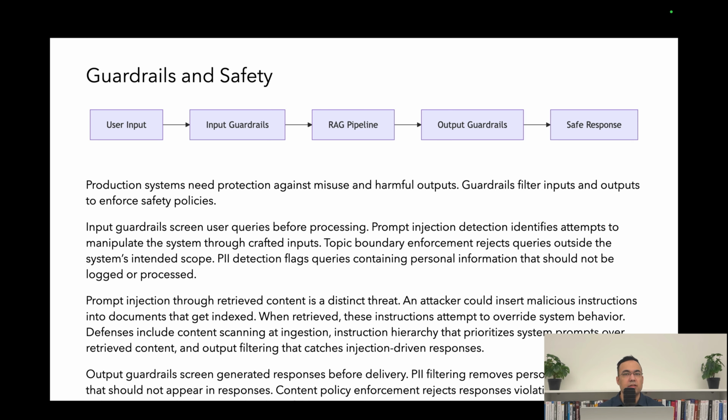Output guardrails screen generated responses. PII filtering removes the personal information. Content policy enforcement rejects the violating responses. You should be balancing safety against usability. Overly aggressive guardrails block legitimate queries. Insufficient guardrails will expose the risks. Monitor guardrail triggers to fine-tune your thresholds.